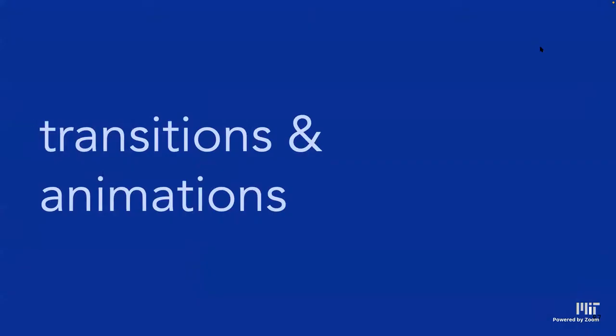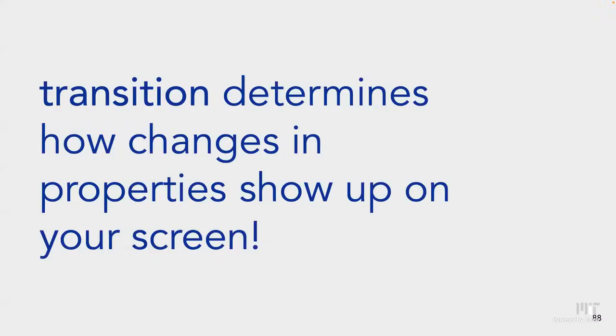Okay. So then from there, another thing you can consider adding are transitions and animations. Transition, this property just determines, as stated, how changes in properties show up on your screen. You can specify how long a change takes. Like if you want to change the background color of something, it could be an instantaneous change, or it could be a gradual change that switches from red to blue over 1 second, just to smooth things out.